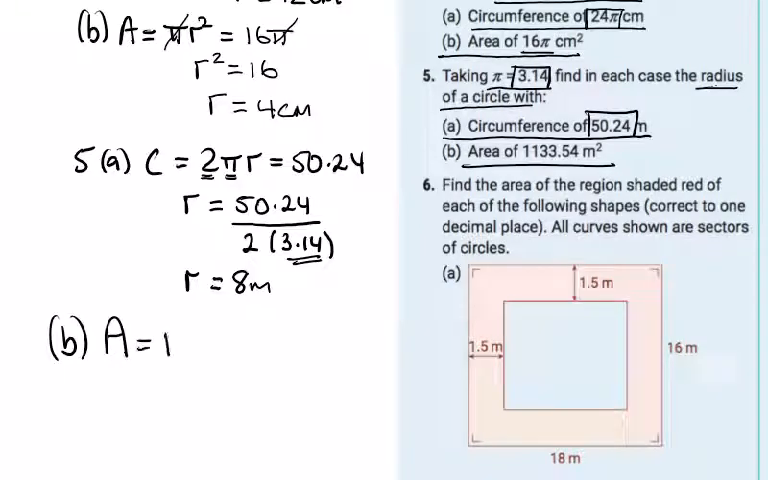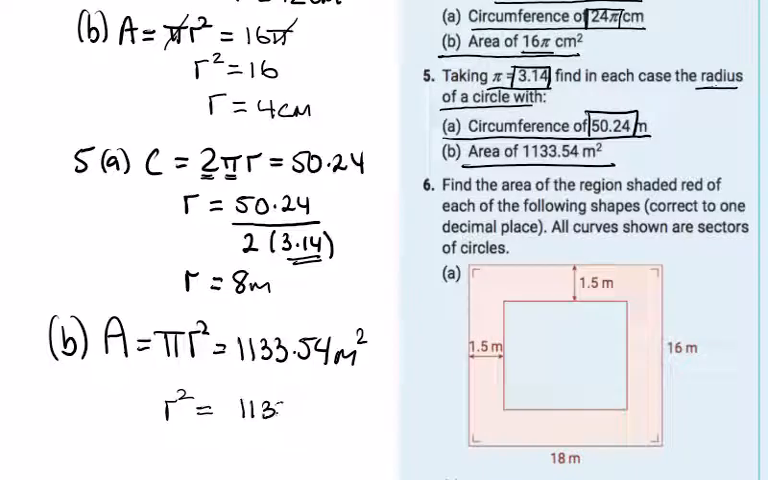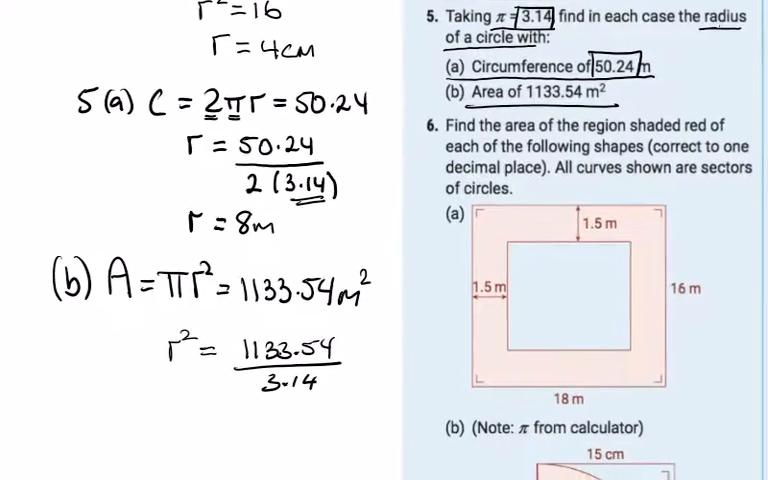B, area is equal to this number. Area is pi r squared. The only unknown is r, but we're told that the area is 1133.54 in meters squared. If you want to write that down. So we're just dividing by pi and getting the square root of it. So r squared is equal to 1133.54 divided by pi. 3.14 must go in on your calculator. R squared does go in, 361. We've seen this already. R is equal to 19 meters for 5b.